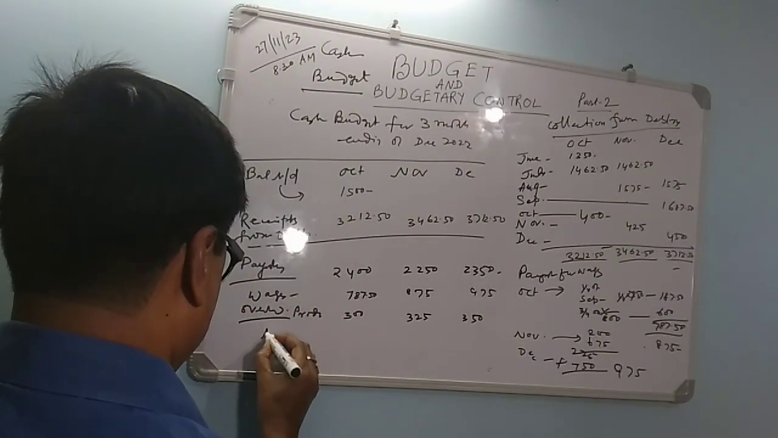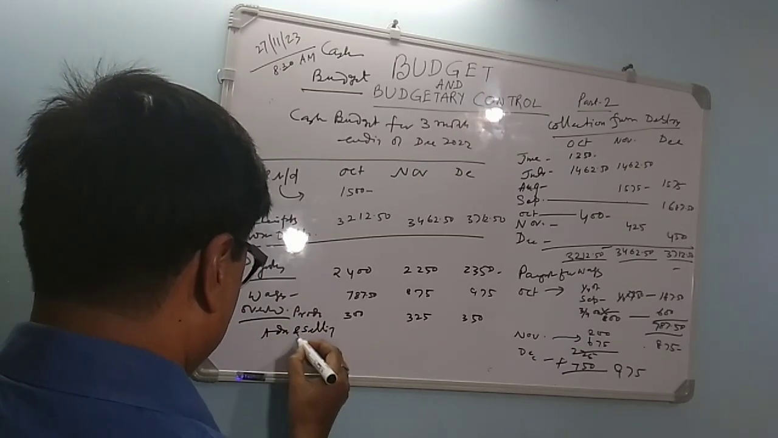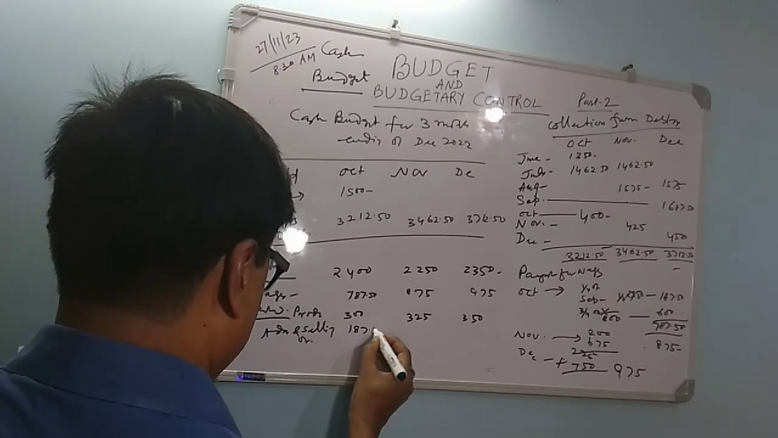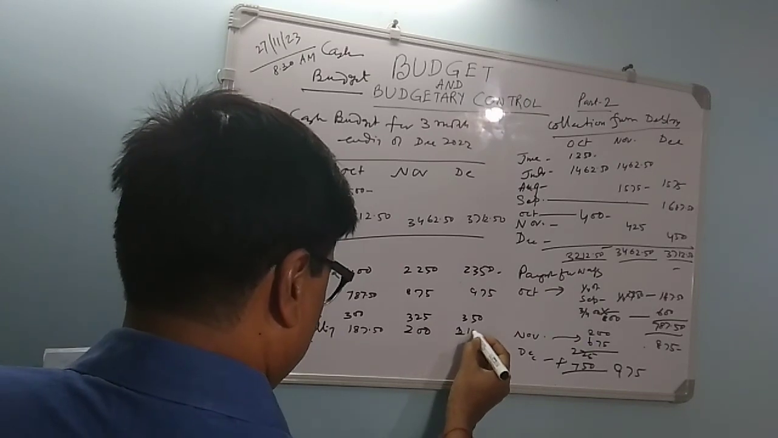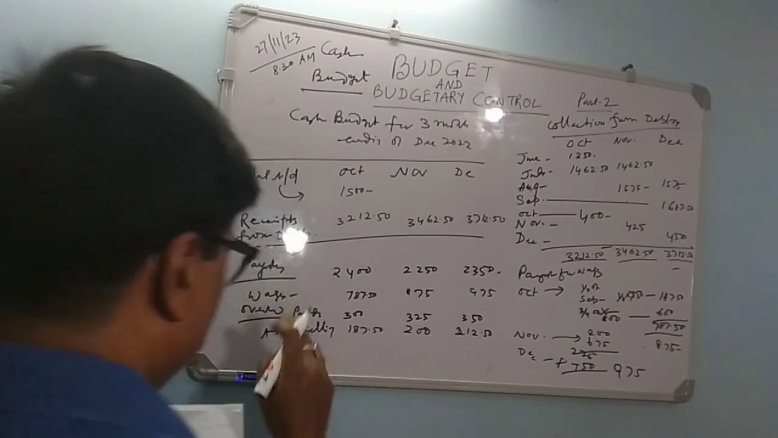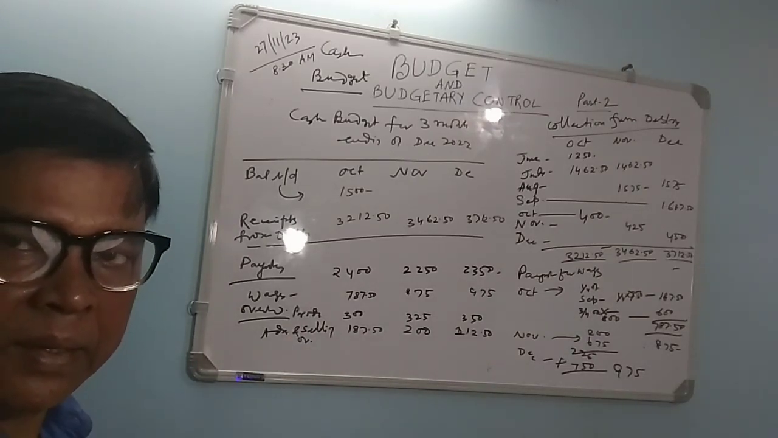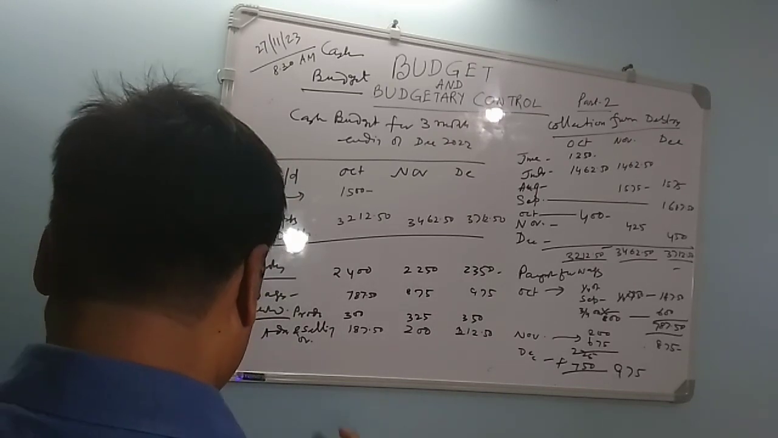Similarly, administration and selling overhead, how will it come? 187.5, 200 and 212.50. In the same way it will become 50% for the same month and another 50% for the other month. So this way these calculations will be there.